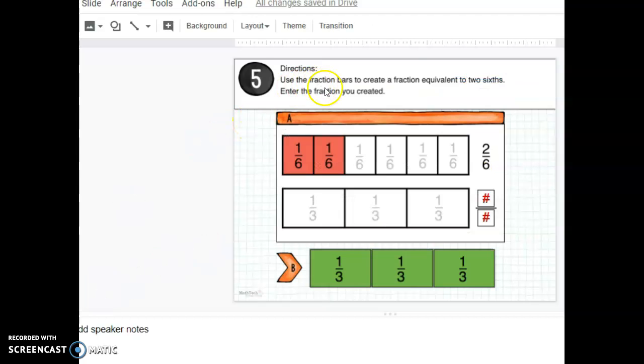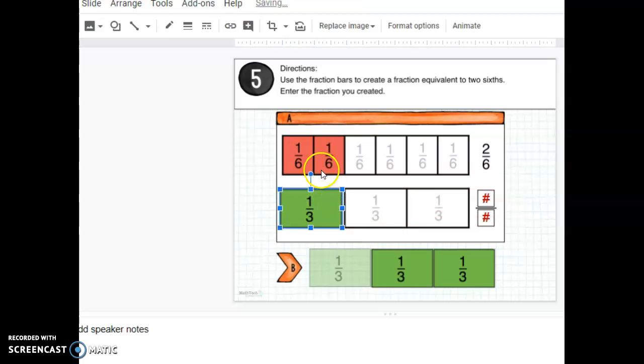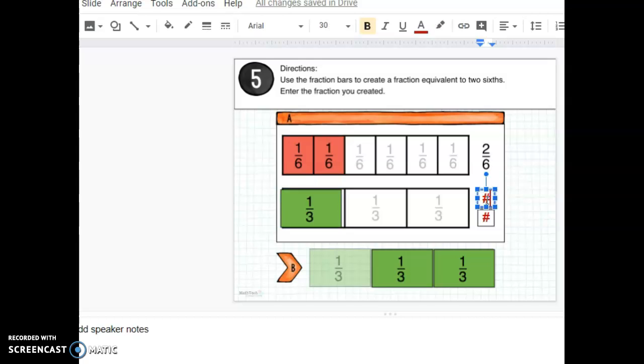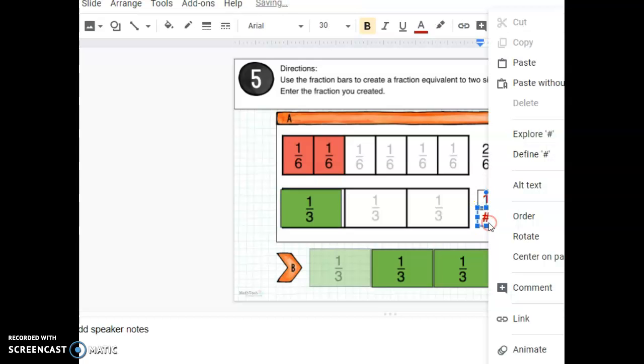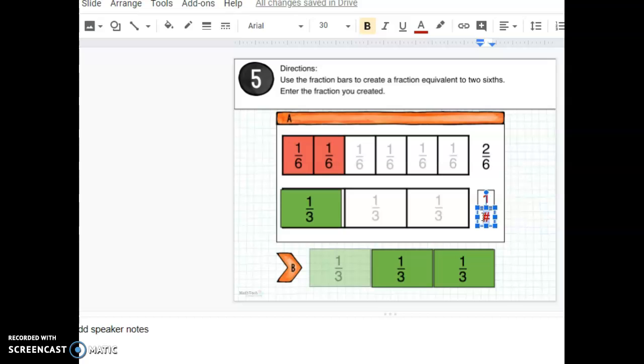And number 5, use the fraction bars to create a fraction equivalent to 2/6. So I'm going to drag this here. It looks like 2/6 is the same as 1/3. Because they're the same size, they take up the same amount of space.